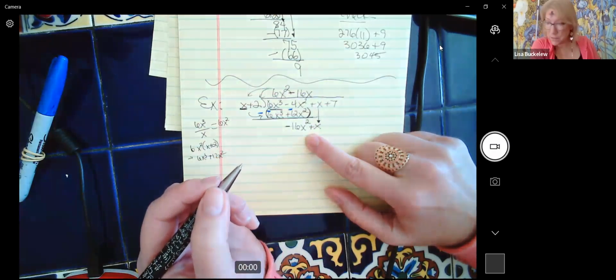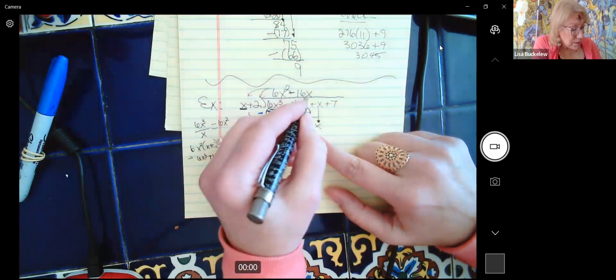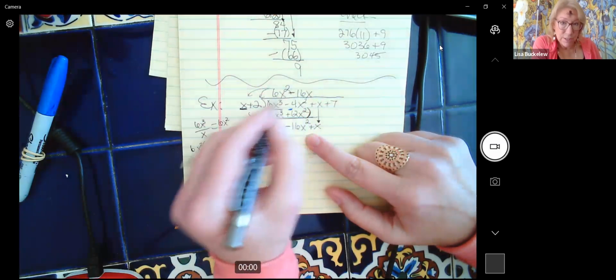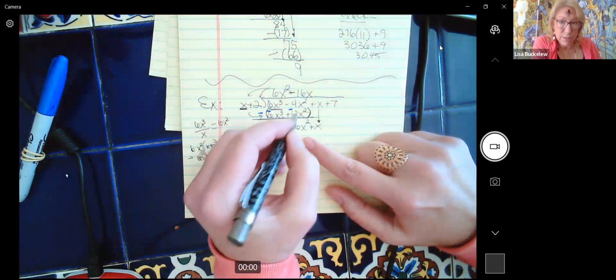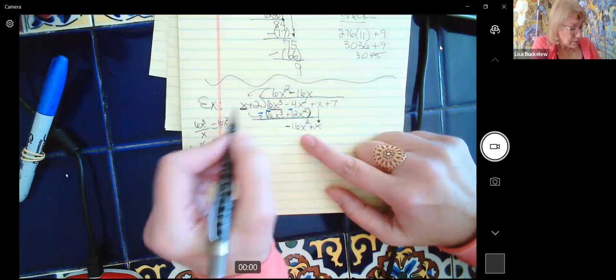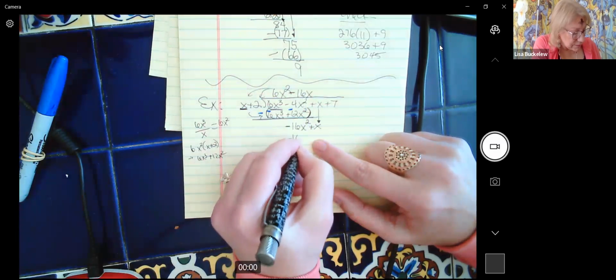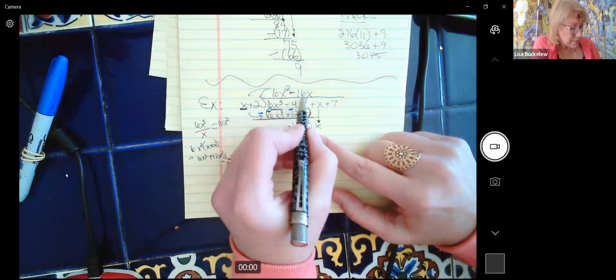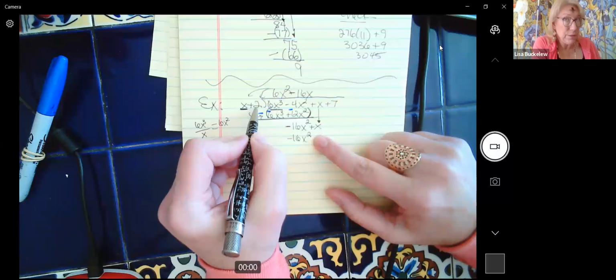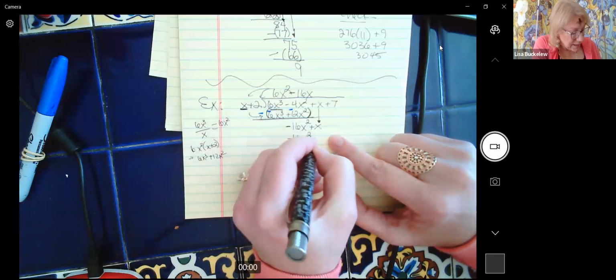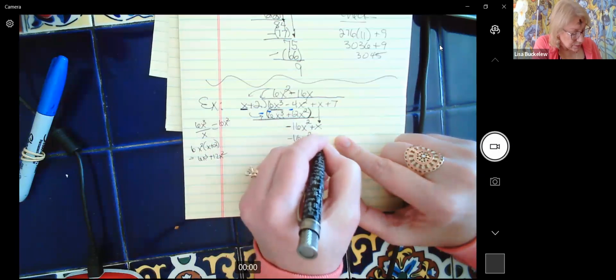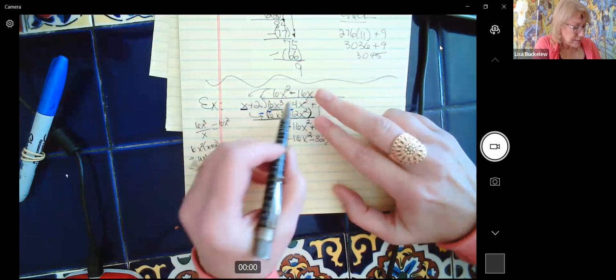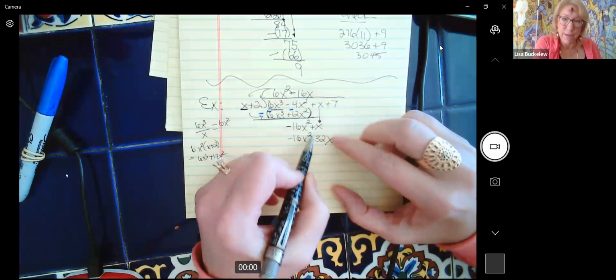All right, so now we're going to multiply. Now that we figured out what goes up here, we're going to multiply and write those two terms underneath. So negative 16x times x would be negative 16x squared. And then negative 16 times 2 would be negative 32x. Negative 16 times 2 with the x.